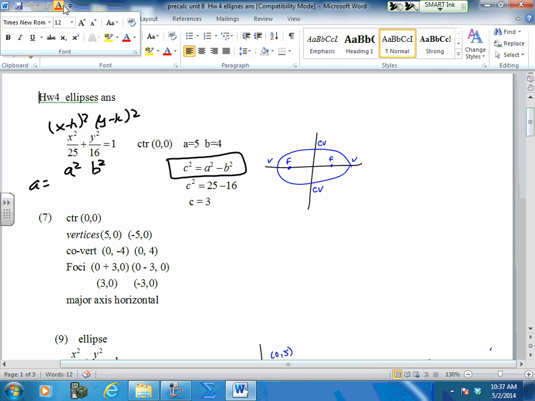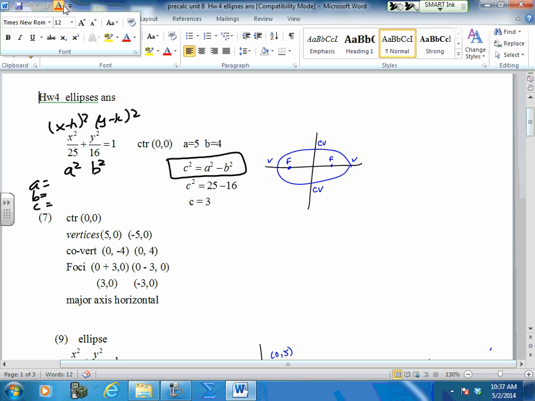It helps to do this. Make all your letters because you need to know those. A is the distance from your major vertex, your main one, to your center. B is the distance from your co-vertex, your minor one, to your center. And C is the distance from your focus to your center. Okay?